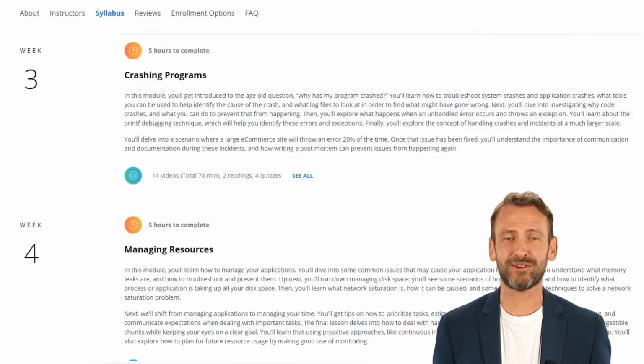Your third week will be crashing programs. In this module, you'll get introduced to the age-old question, why has my program crashed? You'll learn how to troubleshoot system crashes and application crashes, what tools can be used to help identify the cause of the crash, and what log files to look at in order to find what might have gone wrong.